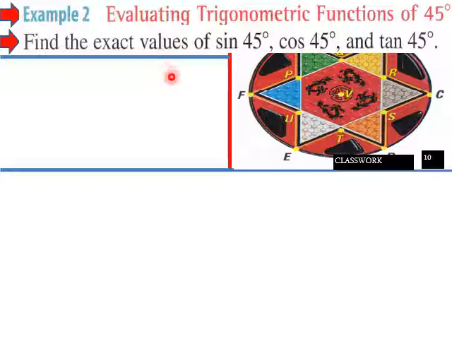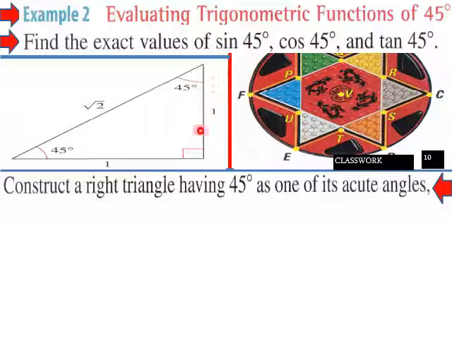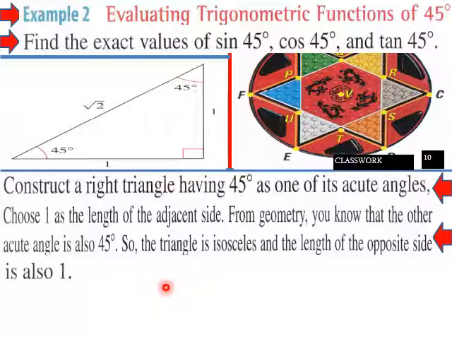Example 2, evaluating trig functions of 45 degrees. Instead of a 30, 60, 90, we have a 45, 45, 90. We have a 45 here, 45 here, and here's our 90. Here are our side lengths, and here's the length of our hypotenuse. Construct a right triangle having 45 degrees as one of its acute angles, and choose one as the length of the adjacent side. So our side lengths are 1.